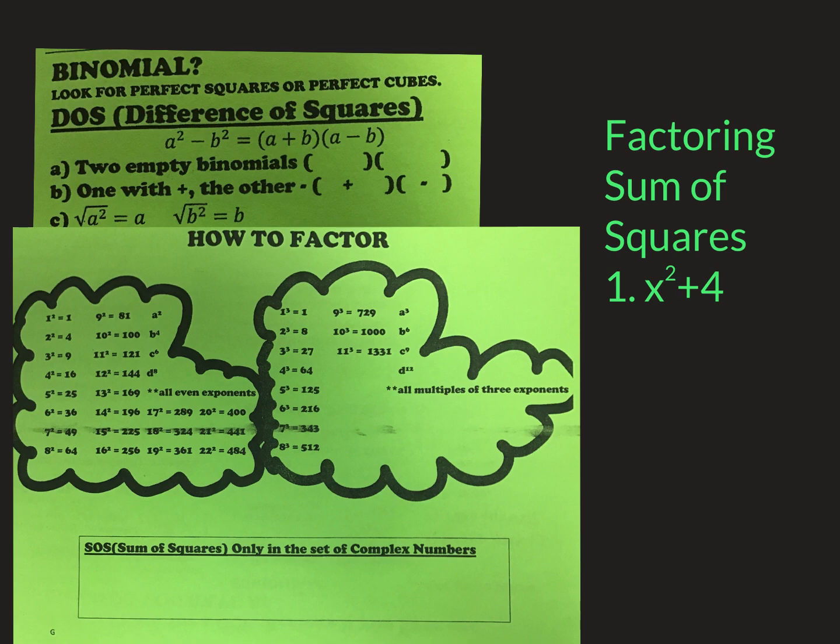We're going to be filling in the box at the bottom of this paper, sum of squares. And hopefully you noticed when we did these notes that it said only in the set of complex numbers. Your first set of notes for this assignment was complex numbers. So now we're going to talk about how to take this binomial and factor it using the formula for difference of squares, but modifying it a little bit into a sum of squares. So I'll get started with the three examples I need to do.